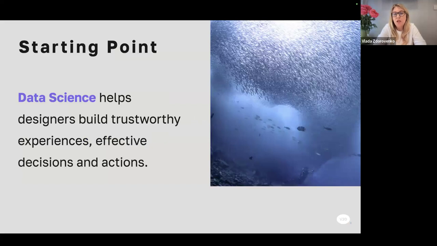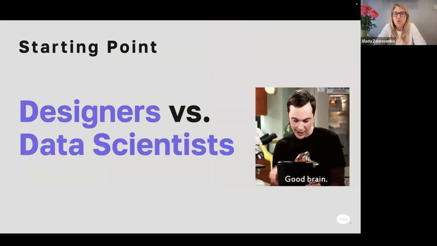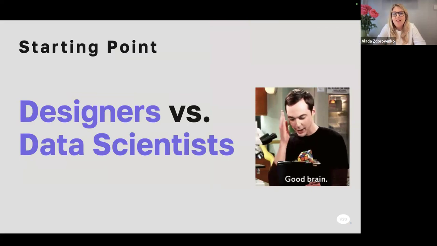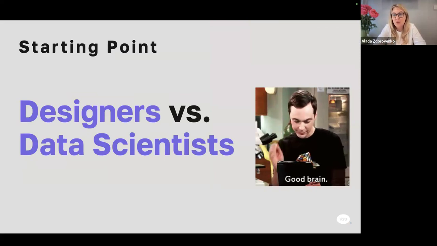So data science helps designers build trustworthy experiences, effective decisions, and actions. And it's a powerful tool that can help us to make better tools. When I joined Tesco Technology, I was a little bit confused because there is a big gap in how designers work and how data scientists work. So I'm the first designer who is working on the data science tools within even such a big company. They were creating platforms themselves before, but now they realize that user experience is important.